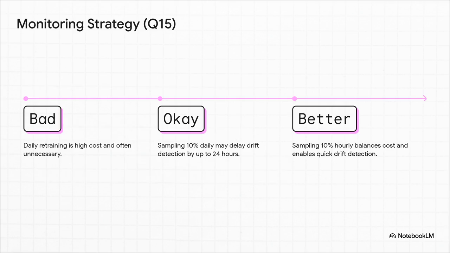And this really gets to a core trade-off that engineers have to make constantly. The best strategy for monitoring isn't just about being the fastest to catch problems. It's about finding that perfect balance between cost and speed. For example, maybe you sample just 10% of your traffic every hour. That's often good enough to detect problems pretty quickly, but it doesn't break the bank on your cloud bill. You only trigger that super expensive retraining process when you absolutely have to.